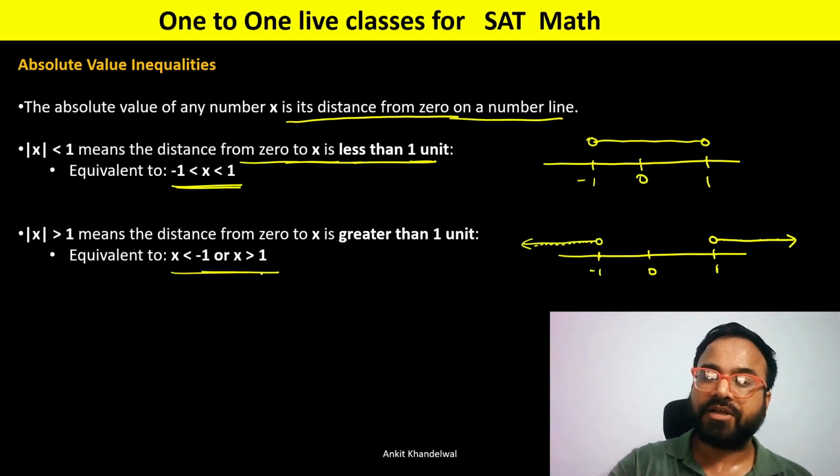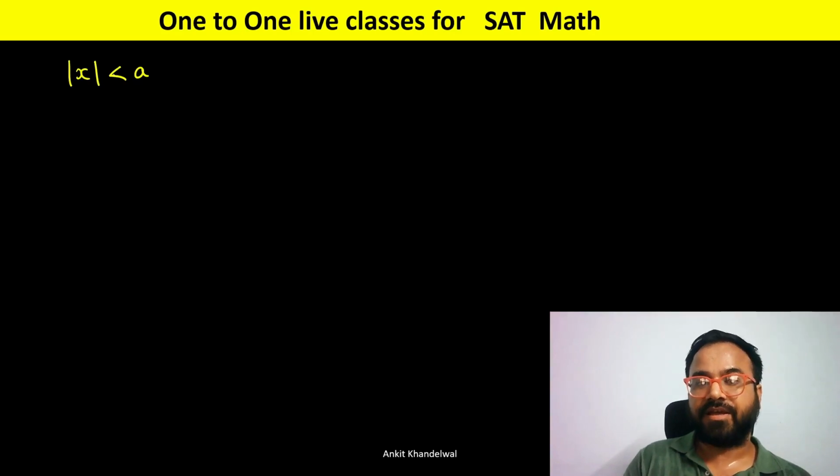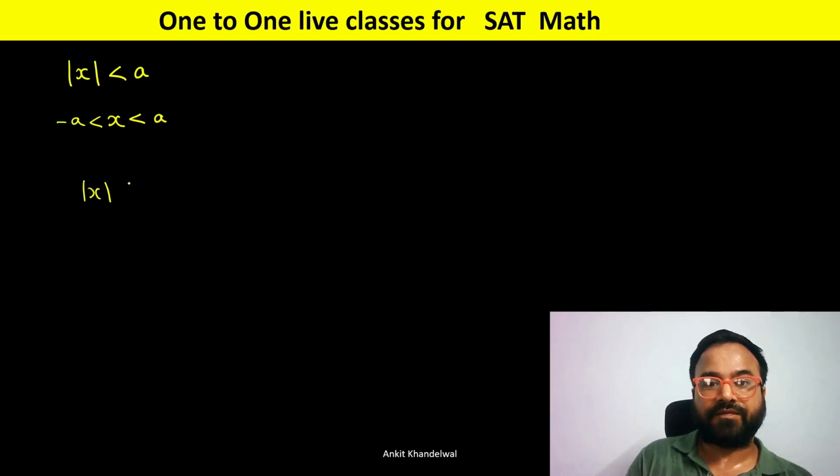So in general, you can remember it like this. If absolute value of x is less than a, we will open it like this: x goes from -a to +a. And if it is less than or equal to, then there will be an equal to sign involved.